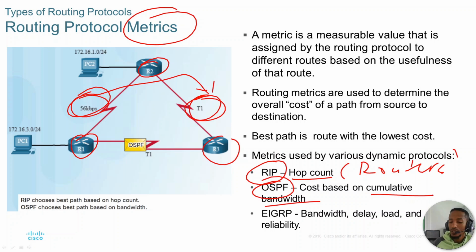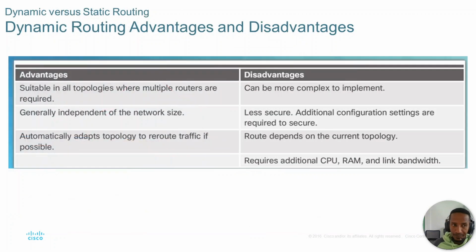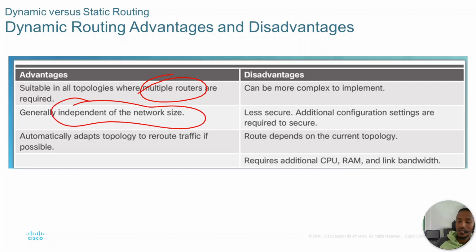The third measurement is used by EIGRP. It will use the bandwidth, and also the delay, the load, and reliability. Multiple metrics will be used by EIGRP. So what are the advantages of dynamic routing? We said it's simple. Whenever you have multiple routers, you are going to use dynamic routing. If you select a routing protocol which is independent of the network size, meaning that as the network size increases it doesn't have any effect, then you select dynamic routing. If you want the system to automatically adapt itself, you select dynamic routing.